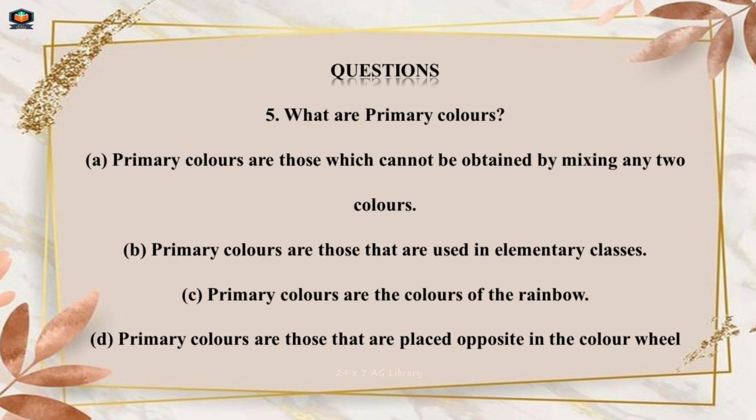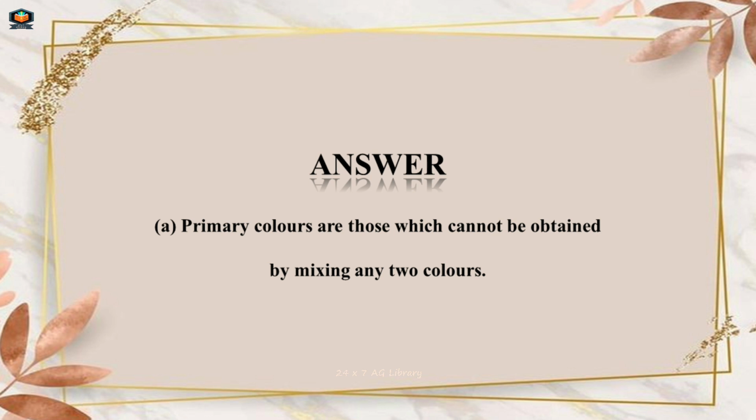Question 5. What are primary colors? A. Primary colors are those which cannot be obtained by mixing any two colors. B. Primary colors are those that are used in elementary classes. C. Primary colors are the colors of the rainbow. D. Primary colors are those that are placed opposite in the color wheel. Answer. A. Primary colors are those which cannot be obtained by mixing any two colors.